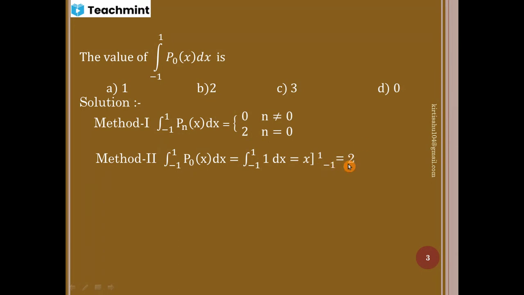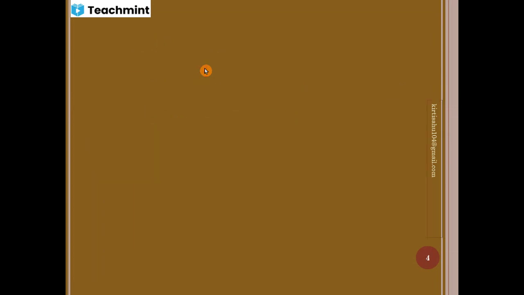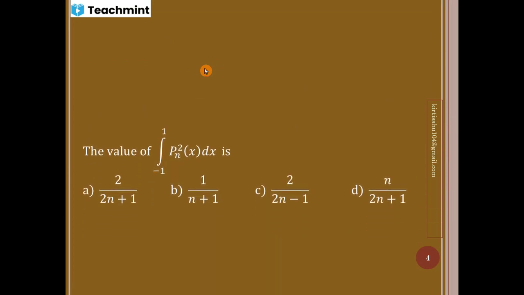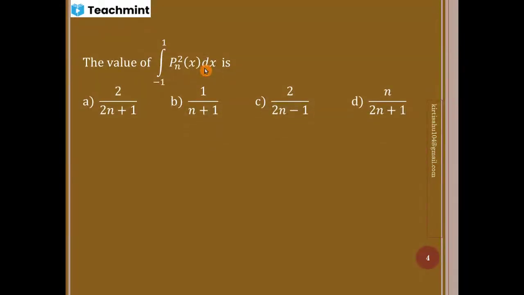So what is the correct option? Option number B, right? So sometimes questions look very simple, and it may have different methods to get the answer. Okay, so as I said, I think the blocks have been shifted here and there.